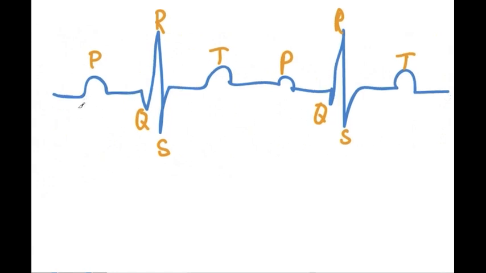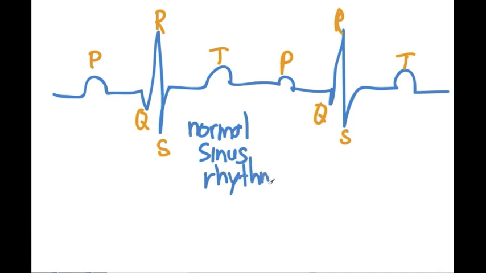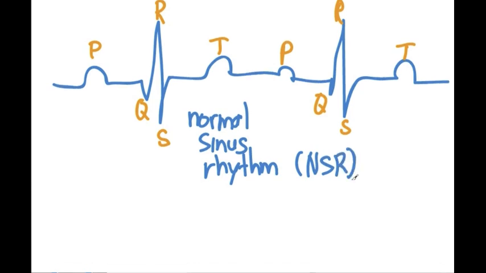So whenever you have this kind of configuration, P, QRS, T, that's called normal sinus rhythm, often abbreviated as NSR. So what would be not normal?